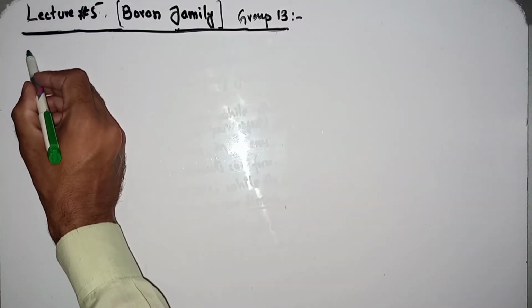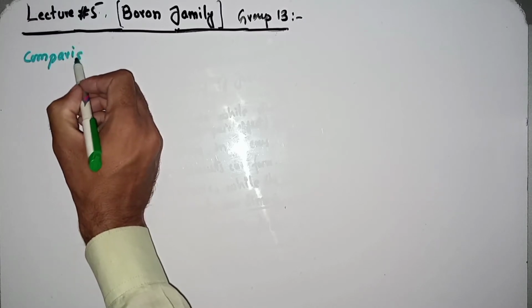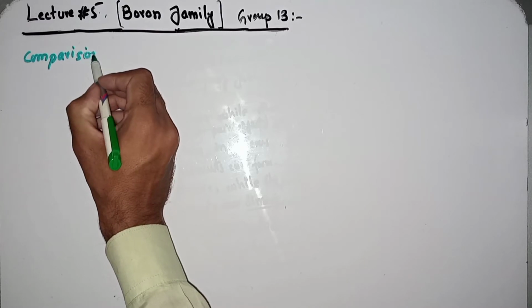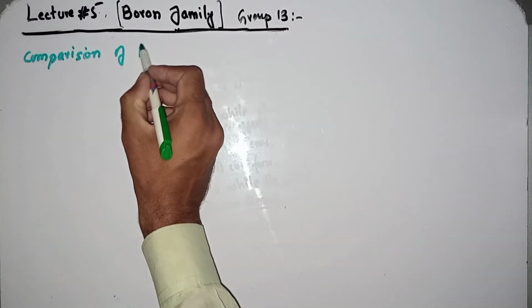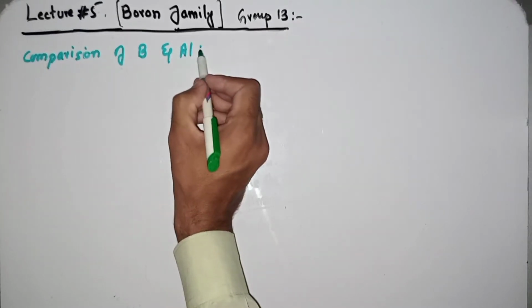Today is lecture number 5 of the Boron family of group 13. In today's lecture, we will study the comparison of boron and aluminum.